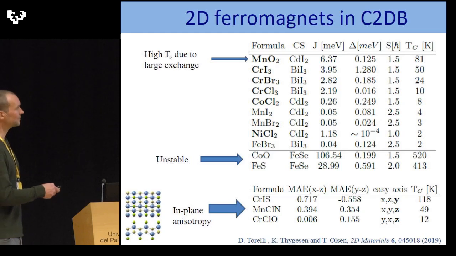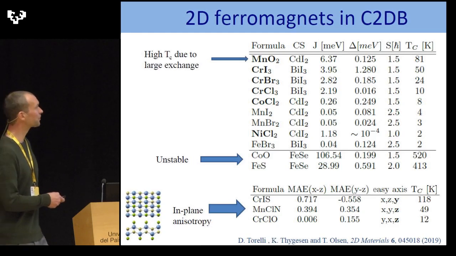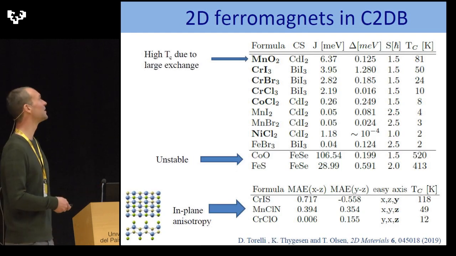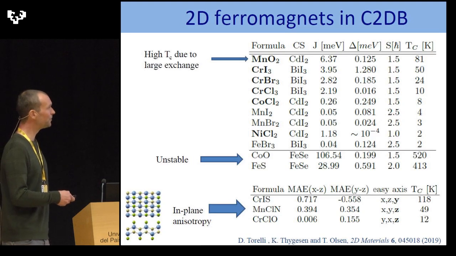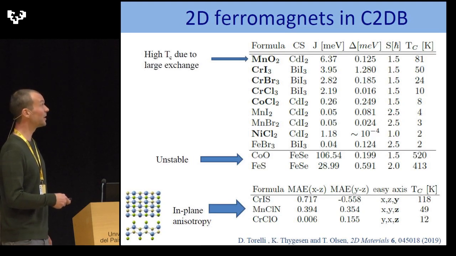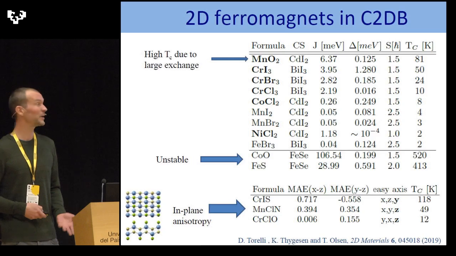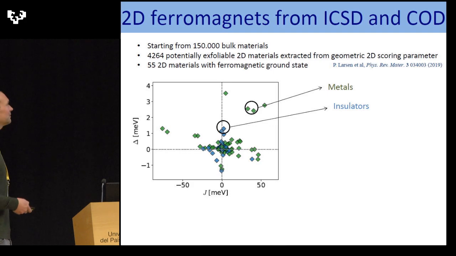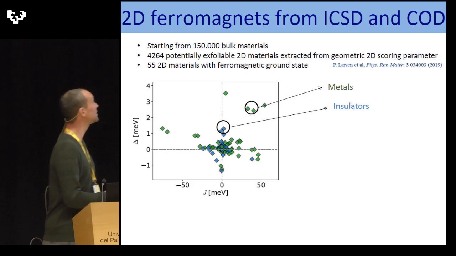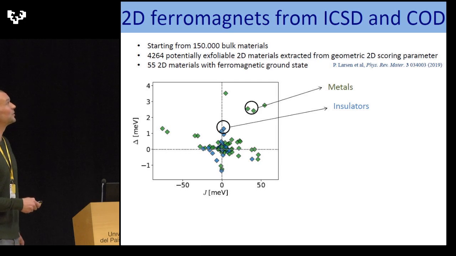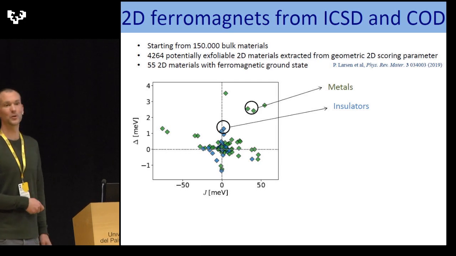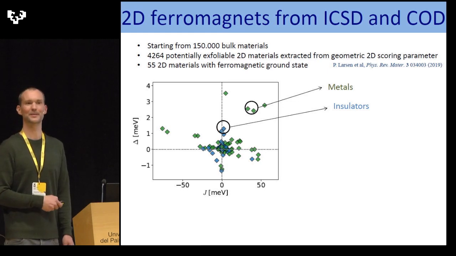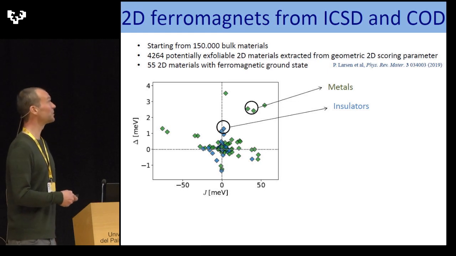I should say these are calculations done with PBE plus U. If instead we do it with PBE, we get a different set of materials, and the ones that are in both sets are the ones where we get magnetic order for both PBE and PBE plus U. So let me move on. We've also tried to do this for the ICSD and COD. I think this is a more relevant approach if we really want to predict new materials, because all of these are bulk materials that have been predicted or measured experimentally.